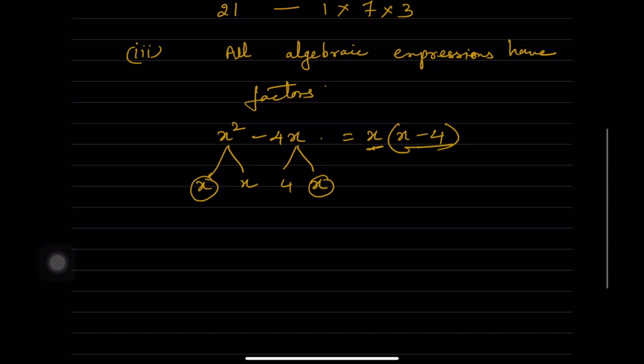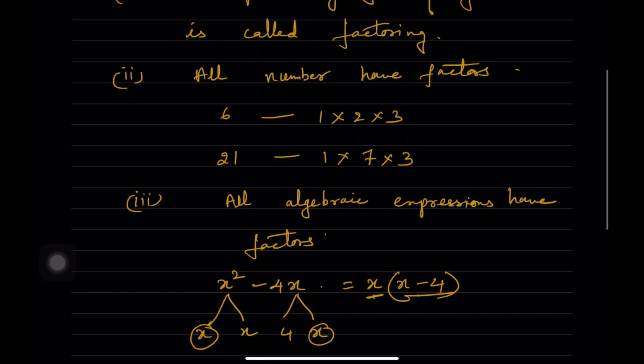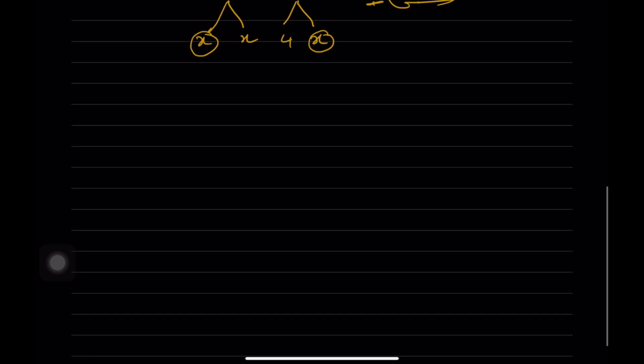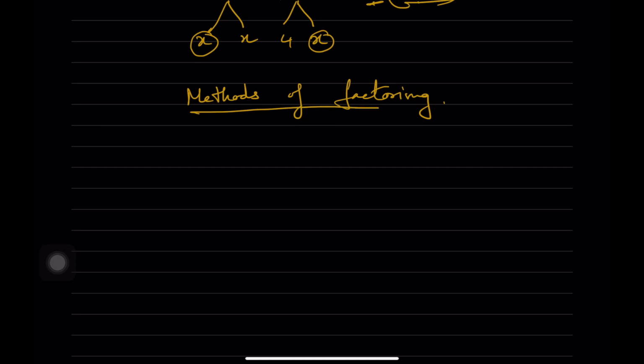Now next we have here the methods of factoring. So we have just seen what is factoring. We can do factoring for all the values whatever we get. So now what are the different methods of factoring we'll see, and where all we use them. The first method which we have is method of common factors.